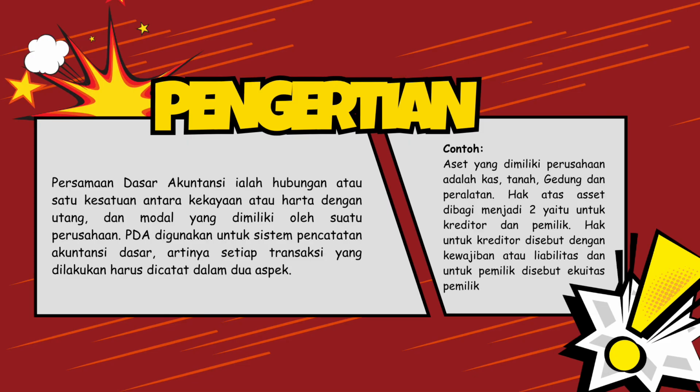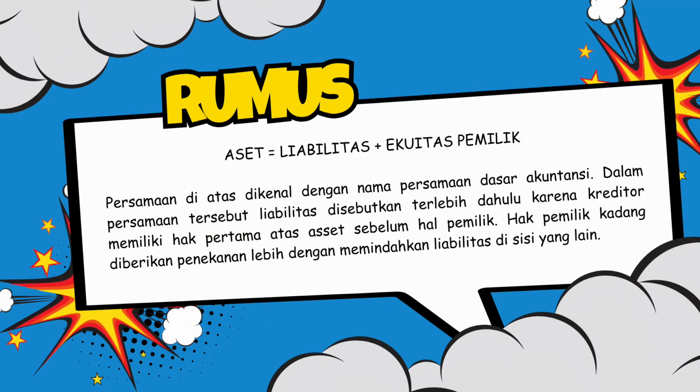The basic accounting equation explains the relationship between a company's assets, liabilities, and owner's equity. This equation is used in basic accounting to make sure that every transaction is recorded into the accounts so the balance is well maintained. For example, a company may own assets such as land, buildings, and equipment. The rights to these assets are divided into two parties: creditors, whose rights are called liabilities, and owners, whose rights are called equity.